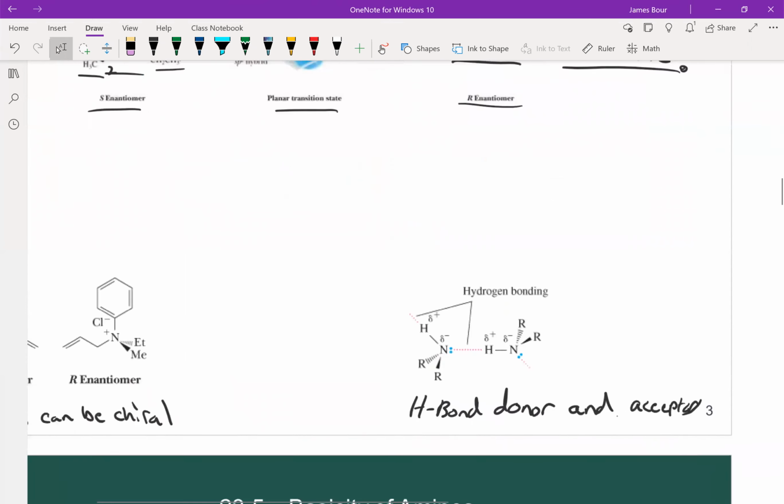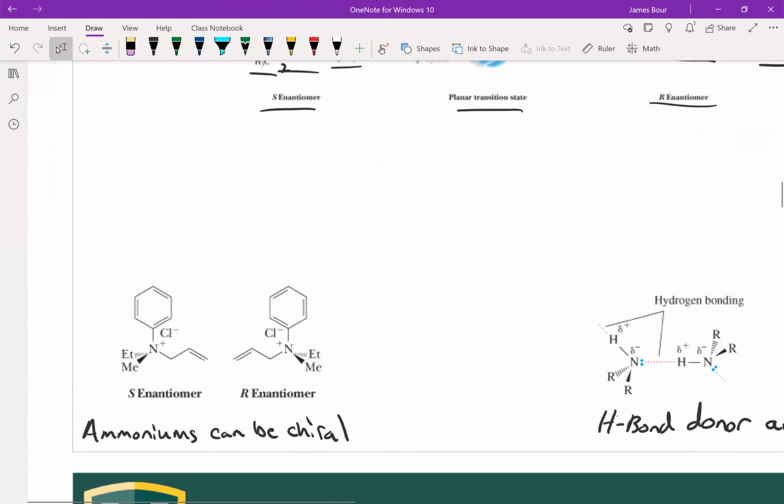Now, this is not true of ammoniums. Ammoniums do not have this lone pair. Ammoniums, again, are these nitrogen cations, such as this one shown here, and they can indeed be chiral. Because they don't have the lone pair that does this sort of umbrella inversion, they are configurationally stable.